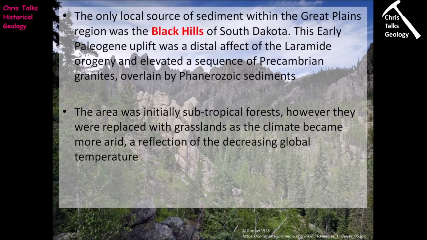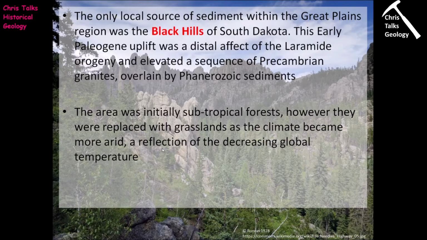And so the Black Hills are the result of early Paleogene uplift in the South Dakota area, and this uplift was a distal effect of the larger Laramide orogeny. And what it did is it went and pushed up a sequence of Precambrian granites, essentially through a sequence of younger Mesozoic and Paleozoic rocks. So the area was initially subtropical forests.